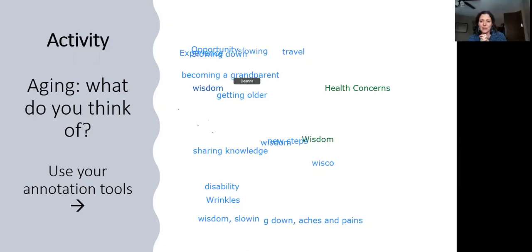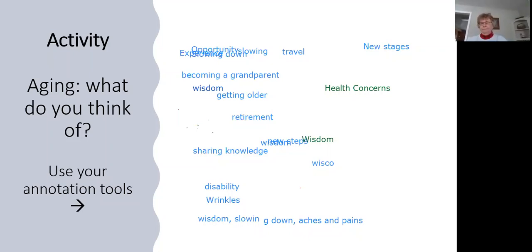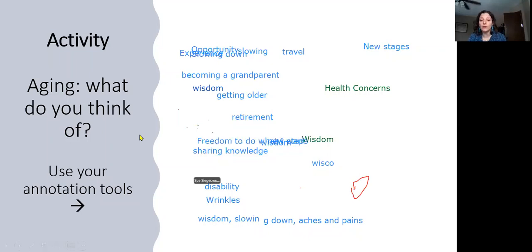There's a lot of good stuff coming in here. And I see some people still typing, so I'm going to give people a moment to finish up and then we'll move forward here. All right, so I'm seeing a lot of really interesting things here. I'm seeing a lot of really positive associations here, like freedom and sharing knowledge and wisdom and grandparenting, retirement. I'm also seeing some other things like being lonely, disabilities, wrinkles, aches and pains, slowing down.